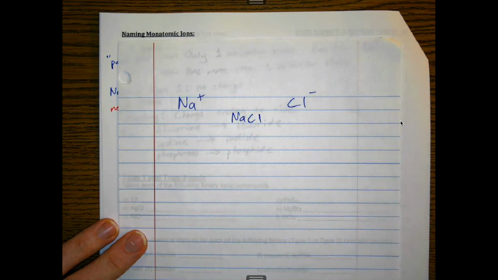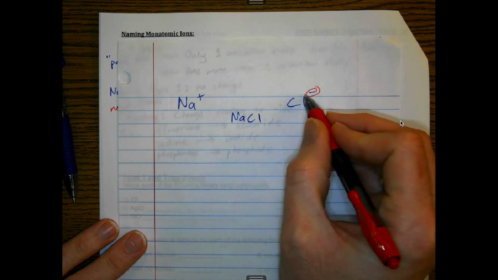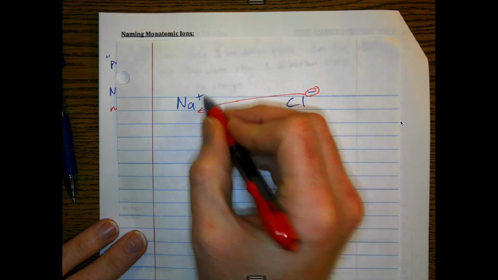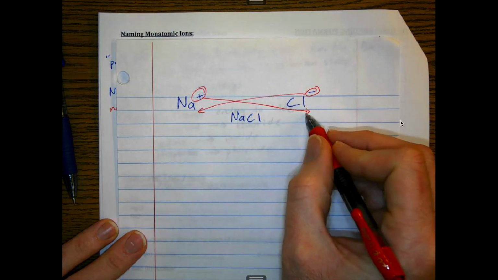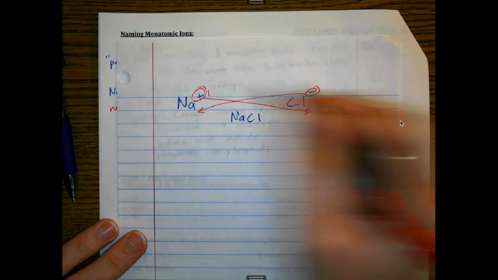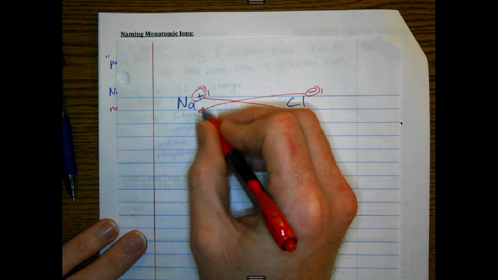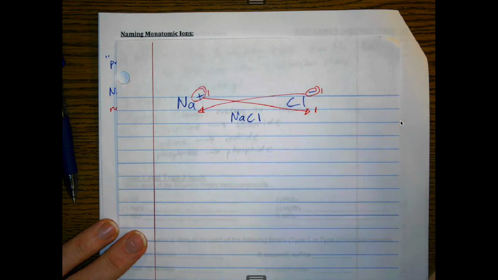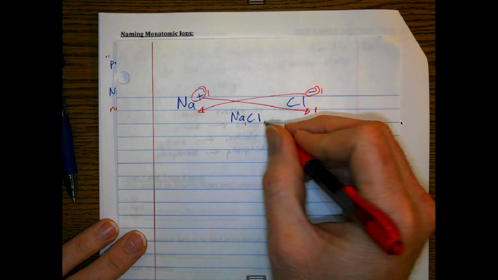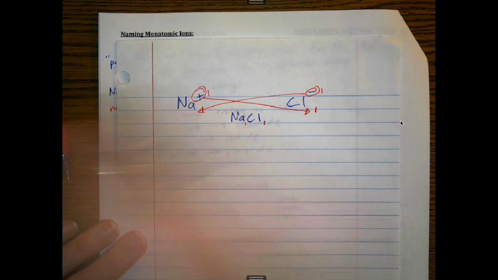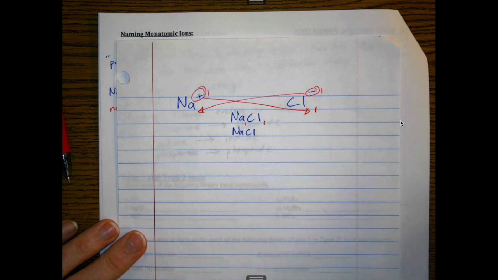Now what has happened is that the positive charge has gone down, and the negative charge has gone this way. So this is a +1 and a -1. We now have subscripts of 1 down here. This will make sense in a second. So you have Na1 and Cl1 right here. So we drop the ones and we say NaCl.